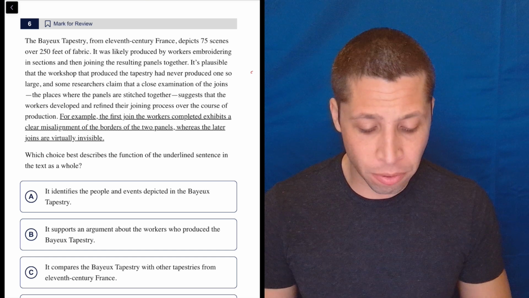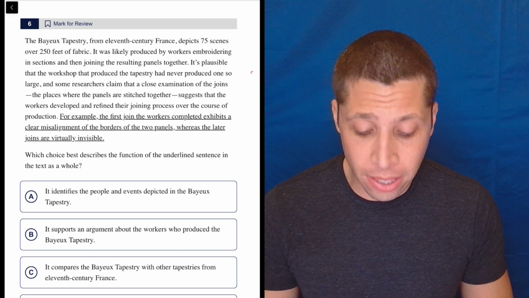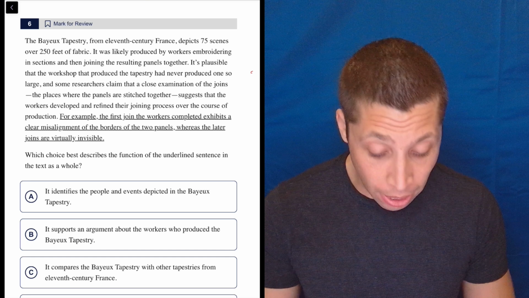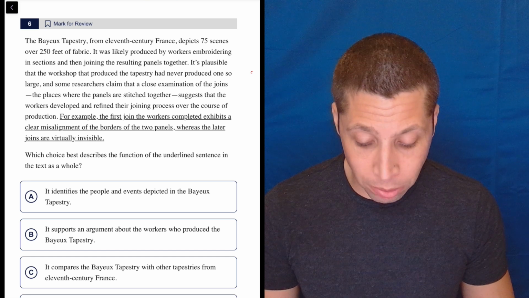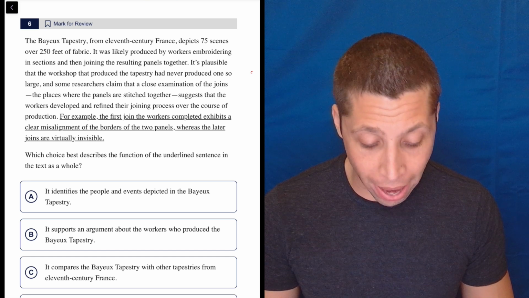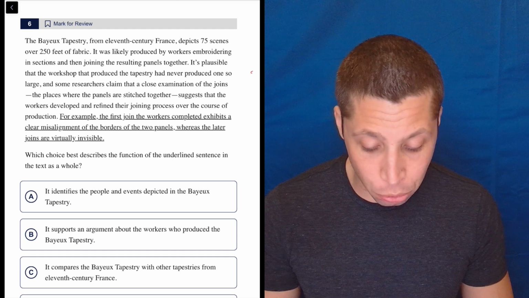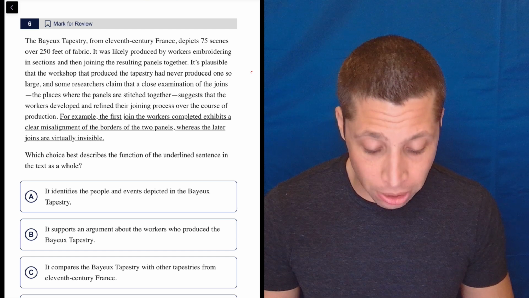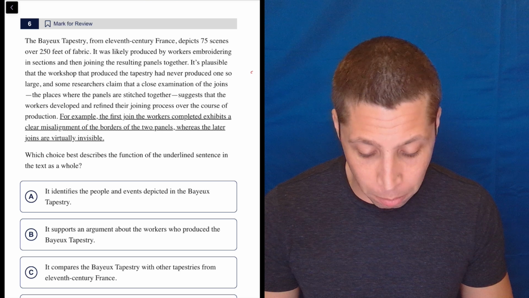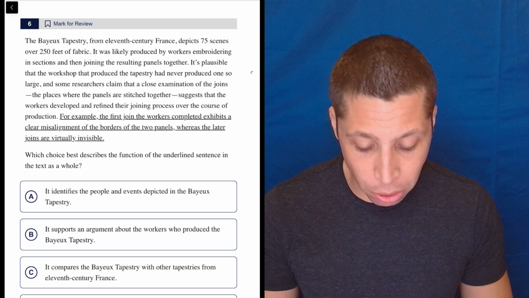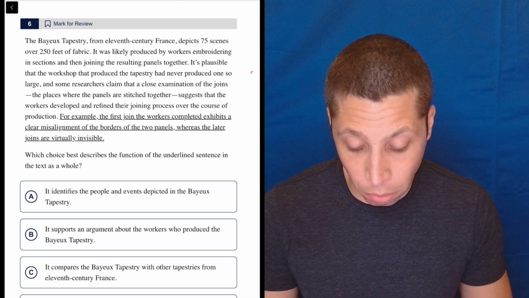So the Bayeux Tapestry from 11th century France depicts 75 scenes over 250 feet of fabric. It was likely produced by workers embroidering in sections and then joining the resulting panels together. It's plausible that the workshop that produced the tapestry had never produced one so large, and some researchers claim that a close examination of the joins, the places where the panels are stitched together, suggests that the workers developed and refined their joining process over the course of production.